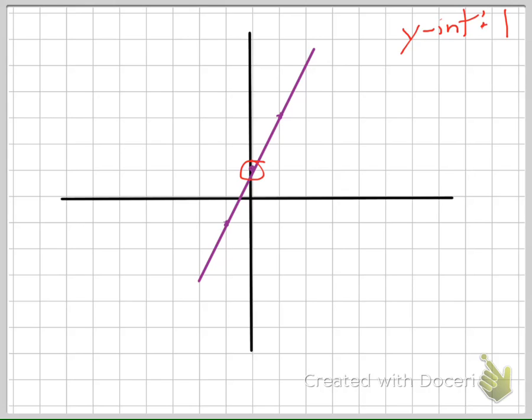Guys, then your slope is positive or negative? Positive. It's going up. All right. So it's going up 2 over 1. So slope is 2 over 1 or 2.